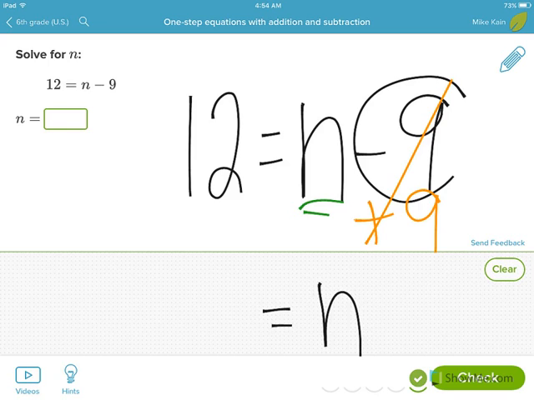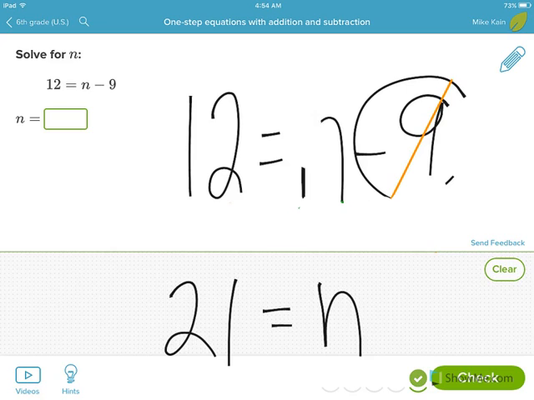But we're not done yet. We need to add 9 to this side. Whatever we do to one side, we do to the other. So 12 plus 9, that equals 21. Now we can test this out, as I said before. We can plug 21 back into our equation and see if this makes sense. So if I plug 21 in here, 21 minus 9, yes, we are correct, equals 12.